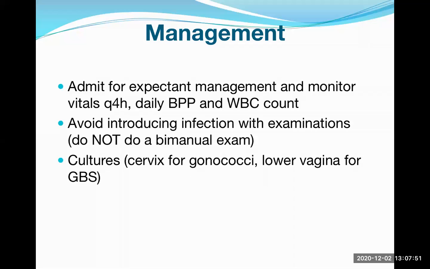Group B streptococcus. Sir, the Streptococcus agalactiae. Exactly. Group B Streptococci or Streptococcus agalactiae. Very nice. So GBS is Group B Streptococci. This is one of the common organisms which is present in the lower part of the vagina. So we have to culture the lower vagina for Group B Streptococci and the cervix for gonococci. And usually they are grown in the culture, okay, and we should treat them.